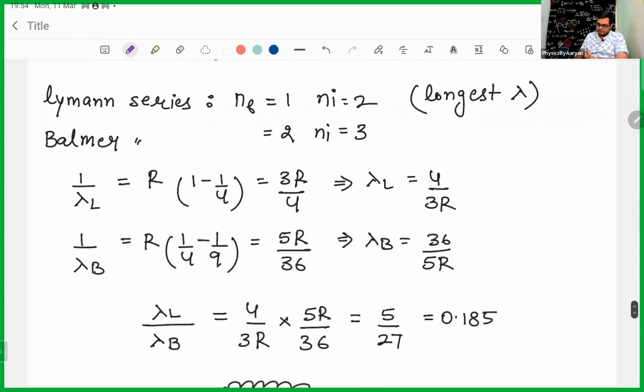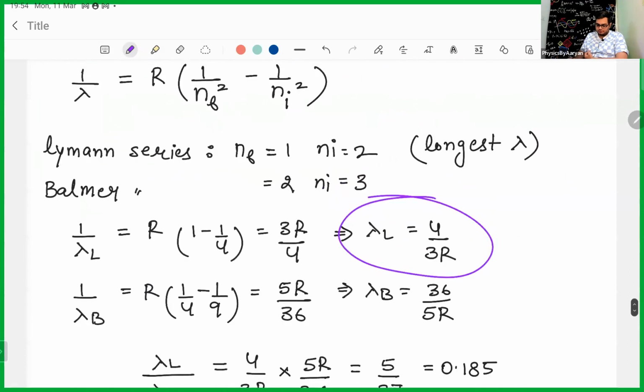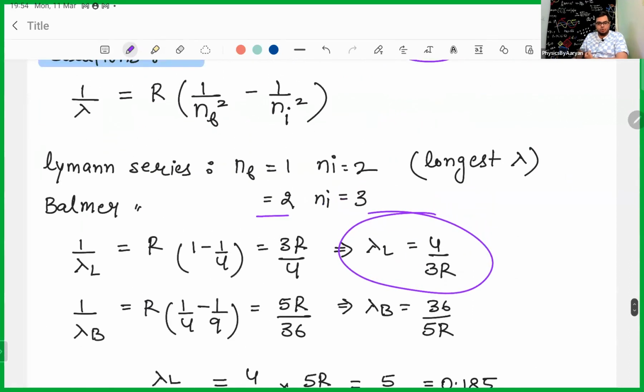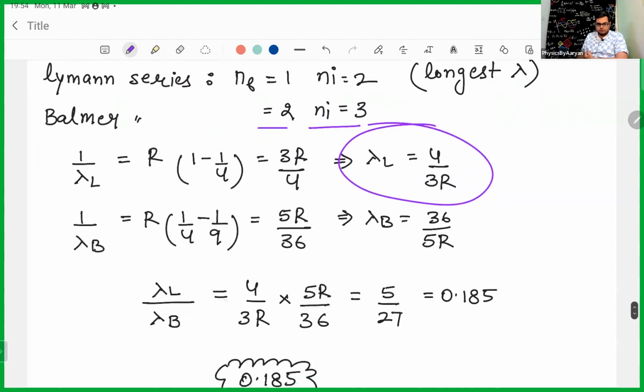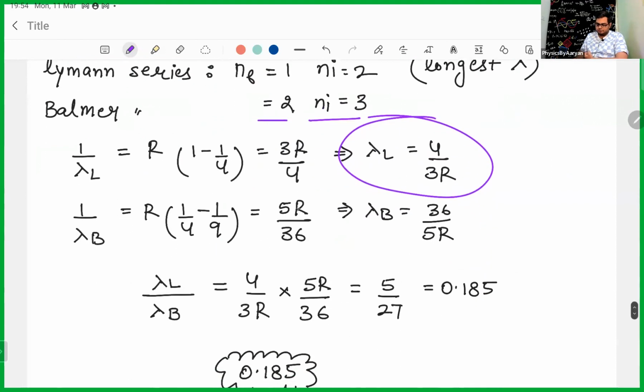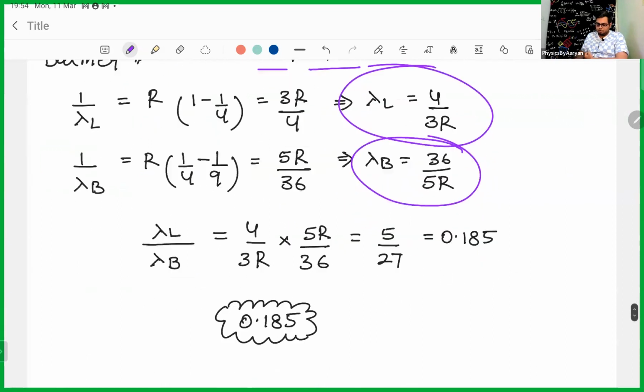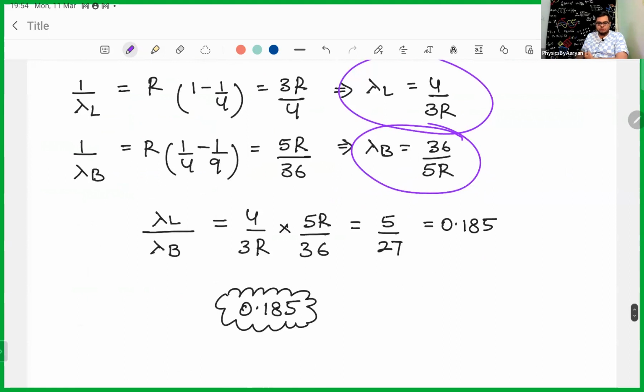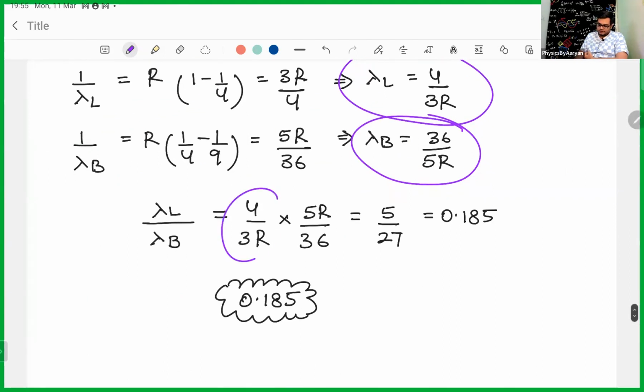4 by 3R. Similarly for Balmer, n final will be 2, n initial will be 3. So 1 by 4 minus 1 by 9, which will be 5R by 36. So lambda for Balmer will be 36 by 5R. Now you just simply have to do the ratio. So if you do the ratio, 4 by 3R into 5R by 36, which will be 5 by 27, which is equal to 0.185.